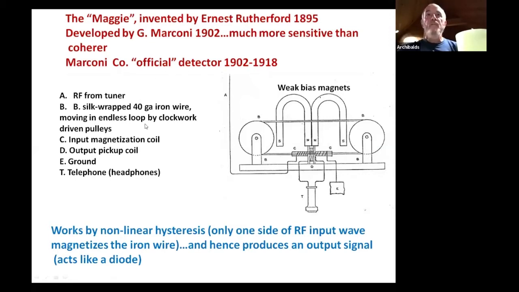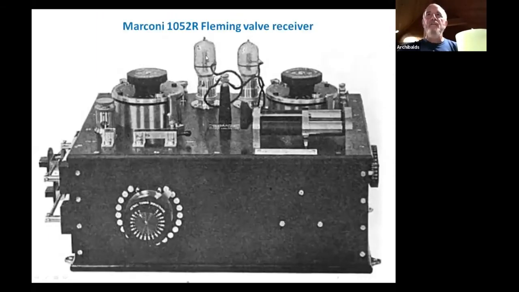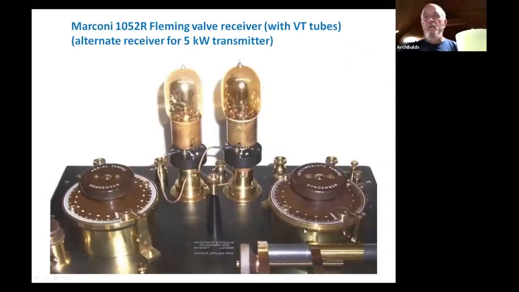This is what the Fleming valve detector looked like, the two vacuum tubes, the days before vacuum tubes. These two sliders set the filament voltage, filament current, and the voltage between the plate and the filament. And it had its own little tuner built in, but people weren't interested. Here's what it really looked like. And everything had presets that you could note down. You see all the calibrations on the capacitors.